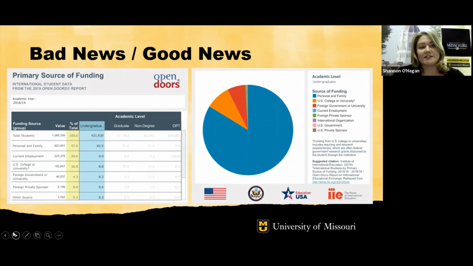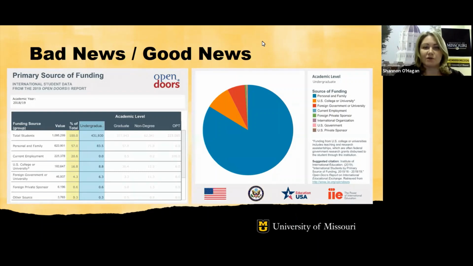So this shows the primary source of funding, so where students, how they're essentially paying for most of their costs or expenses at a college or university in the US. And as you see here, for undergraduate students, for students seeking bachelor's degrees, less than 10% of students list the college or university as their primary funding source.